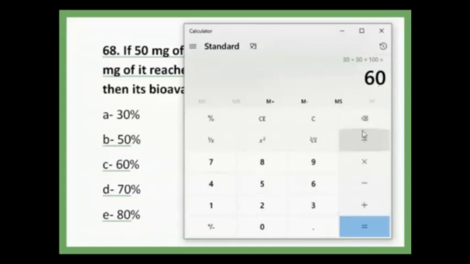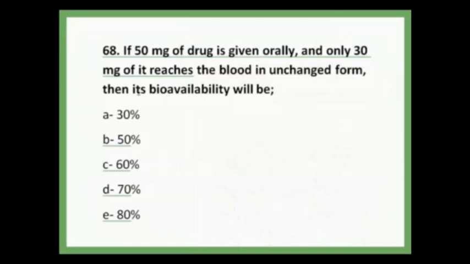So this is the answer. Actually we calculated this as 30 mg reaches the blood out of 50 mg. So in 100 mg how much it will reach. So we multiply this by 100 and we get 60. So its bioavailability will be 60%. So now you know the answer to this question.